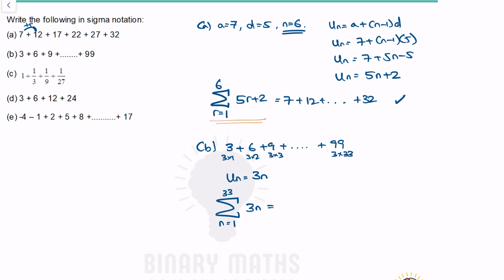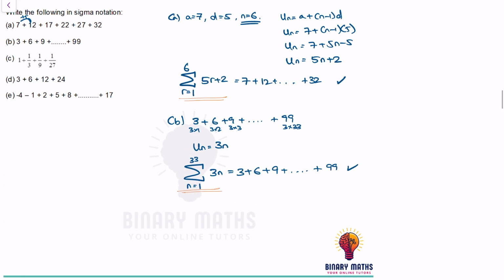So let's check when we substitute in, what do we get? 3 times 1 is 3, plus 3 times 2, which is 6, plus 3 times 3, which is 9, all the way up to 3 times 33, which is 99, which is correct. Okay, let's look at the next one, which is C.